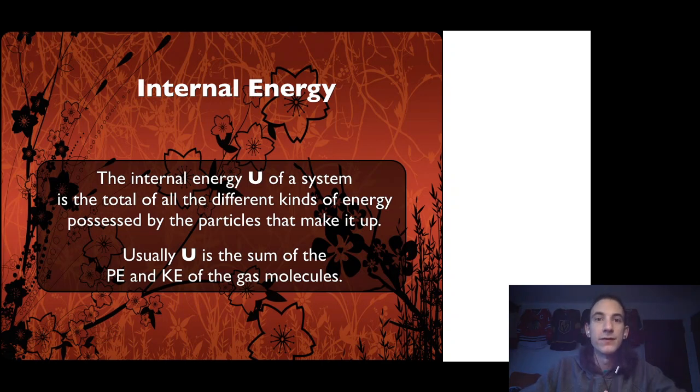So the first thing we have to define is that we're looking at conservation of energy. We really have to think about where the energy is coming from in this situation. When we're dealing with this gas in an enclosed space, what kind of energy do we have? The energy we're really looking at is internal energy, and our symbol for that is going to be U. The internal energy of a system is the total of all the different kinds of energy possessed by the particles that make it up. So it's the sum of the potential energy and the kinetic energy of the gas molecules.